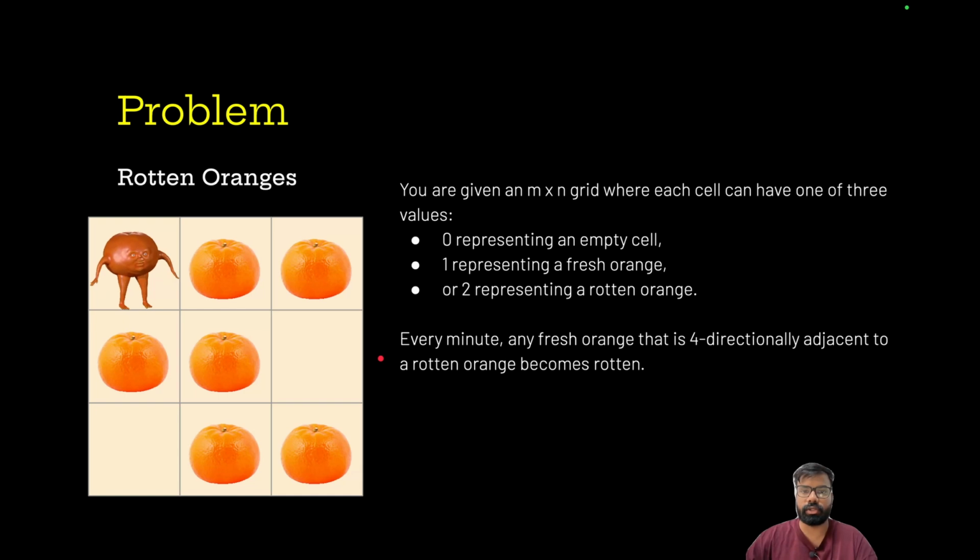or you can say matrix. So what is happening is that every second a rotten orange is turning its neighbor fresh oranges into rotten oranges. Its neighbors are the oranges which are horizontally or vertically directly next to each other. The diagonal next elements are not considered as neighbors. Only the vertical and the horizontal neighbors will be considered as neighbors.